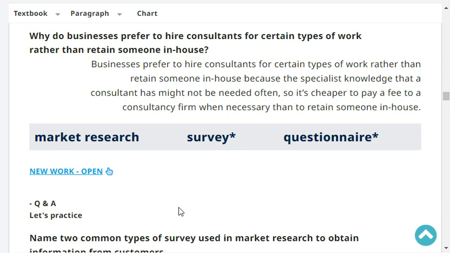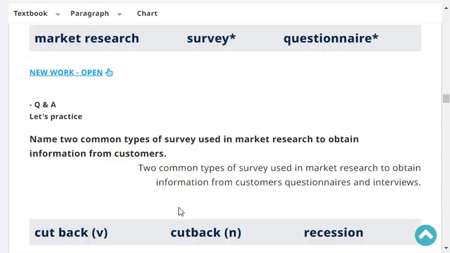One more. Okay. Businesses prefer to hire consultants for certain types of work rather than retain someone in-house because the specialist knowledge that a consultant has might not be needed often, so it's cheaper to pay a fee to a consultancy firm when necessary than to retain someone in-house. Very good.